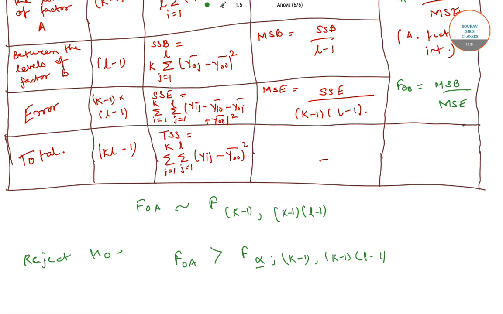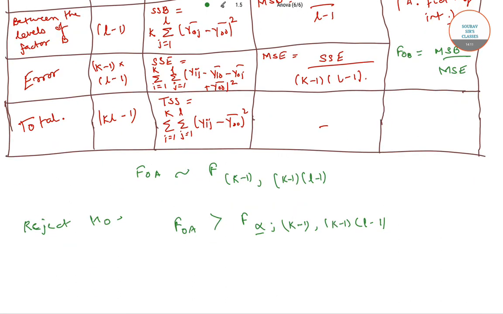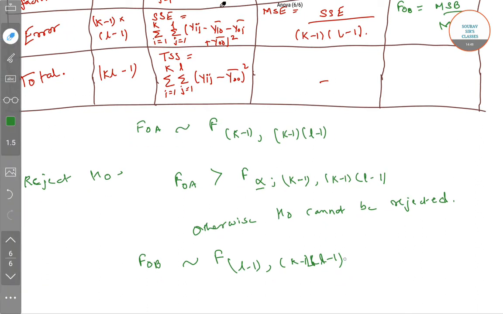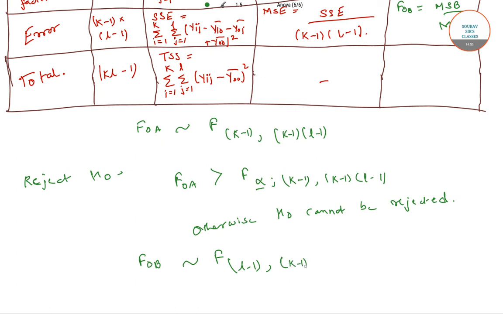So if our f naught A, that is the observed value of f, is greater than f alpha, that is the tabulated value of f with degrees of freedom k minus 1 and k minus 1 into L minus 1, then h naught is rejected. Otherwise h naught cannot be rejected. Similarly, f naught B follows the f distribution with parameters L minus 1 and the product of k minus 1 and L minus 1.